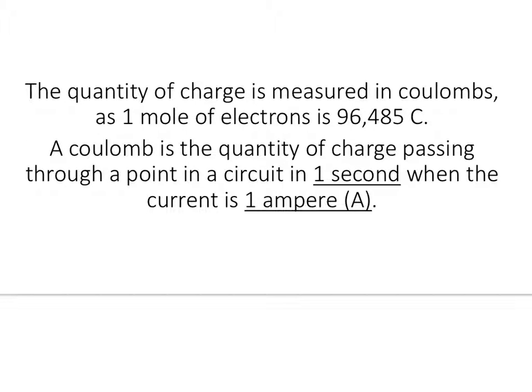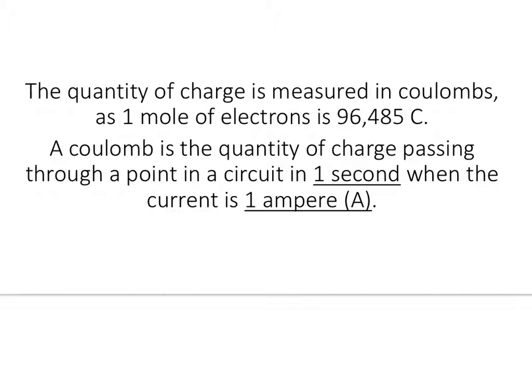So the quantity of charge, referring to how many electrons, of 1 mole of electrons, as measured in coulombs, is 96,485 coulombs, which, by the way, is the same as Faraday's constant. Now, a coulomb, let me actually define that, is the quantity of charge passing through any point in a circuit in 1 second when the current is 1 ampere. Now, second is the time, ampere is a measure of current. So a coulomb, again, by definition, is the quantity of charge passing through a point in a circuit in 1 second when our current is 1 ampere.